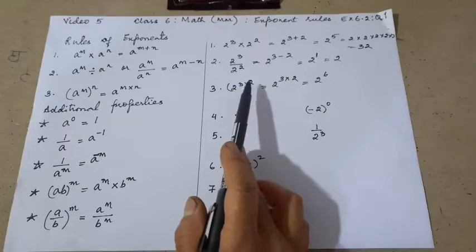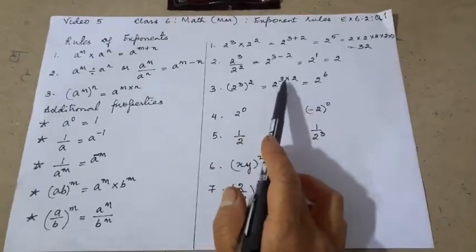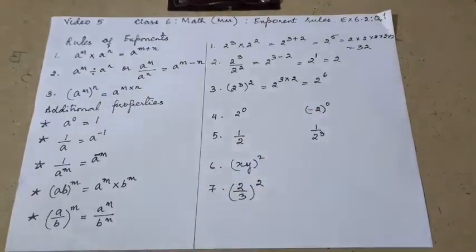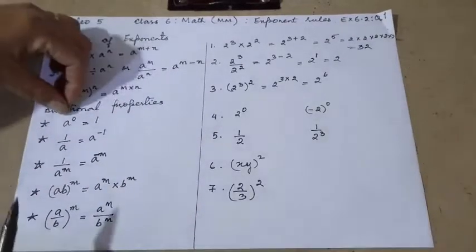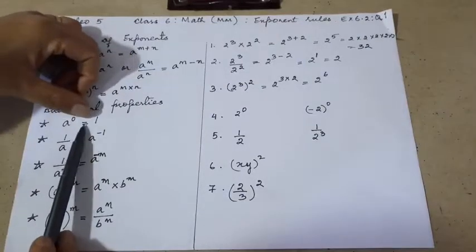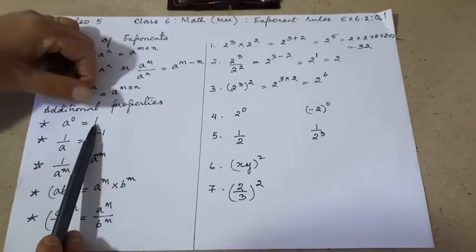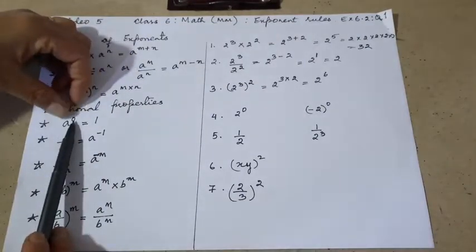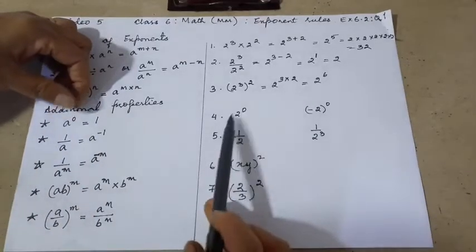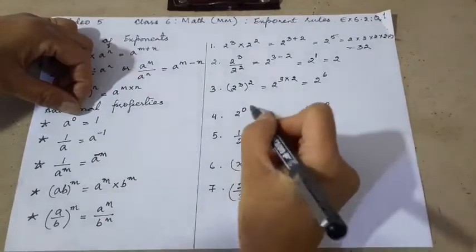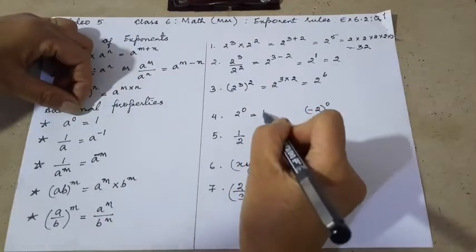If we have power over power, we multiply the power. Those are the three basic rules of exponents. Okay, there are additional properties which we need to remember. For example, a to the power 0 is 1. Anything to the power 0 can be anything, even 2 to the power 0. So anything to the power 0 is 1.